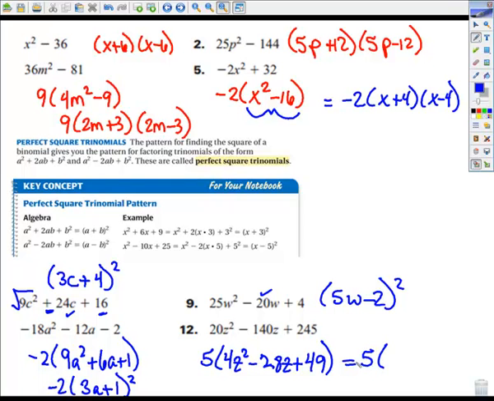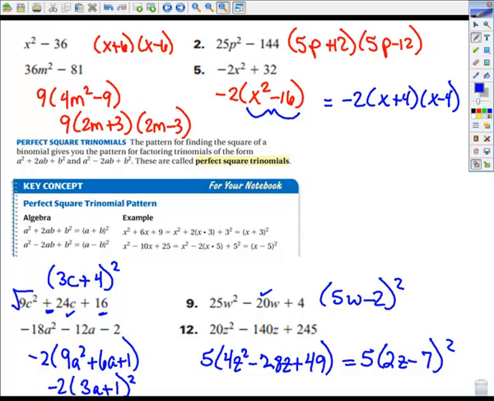So I've got the square root of 4z squared is 2z, minus the square root of 49 is 7. And now to check it, 2z times 7 is 14z, double it and you get 28z, and it is subtraction. So we're all good here.